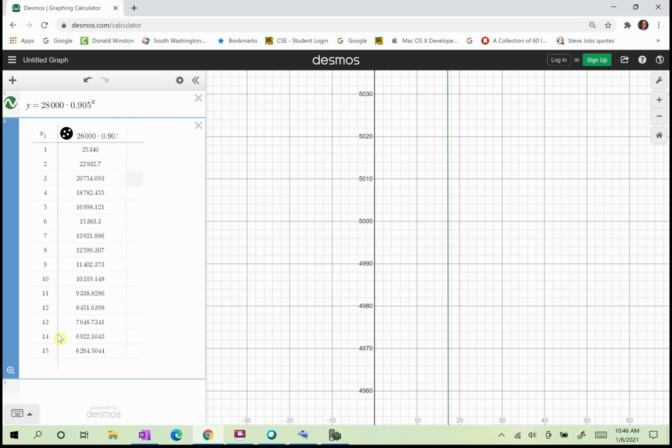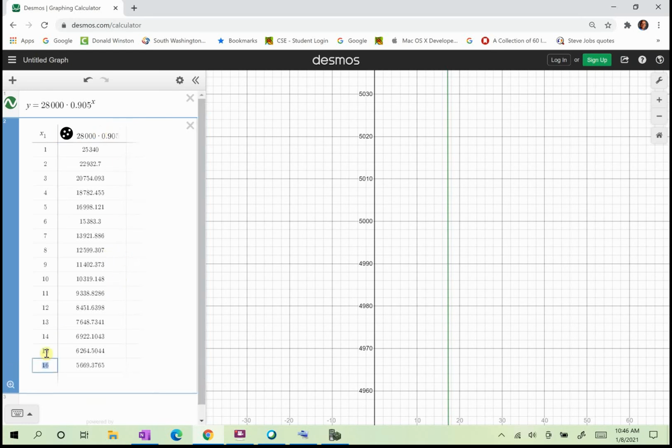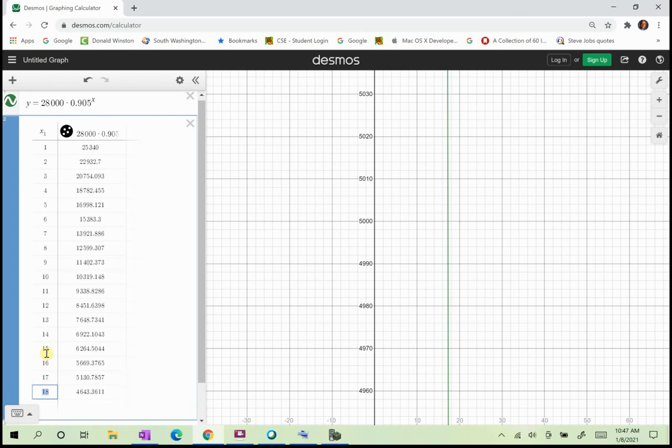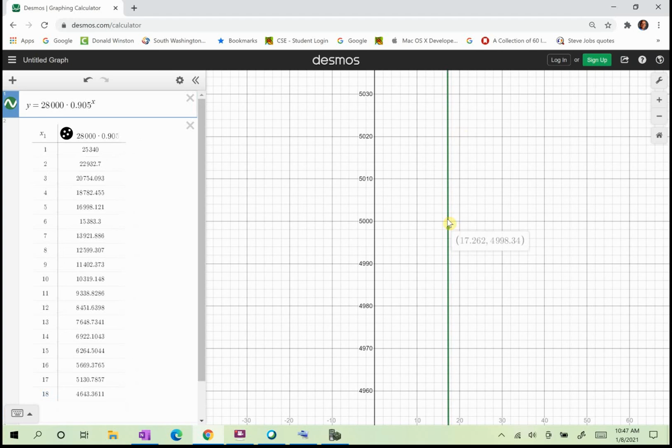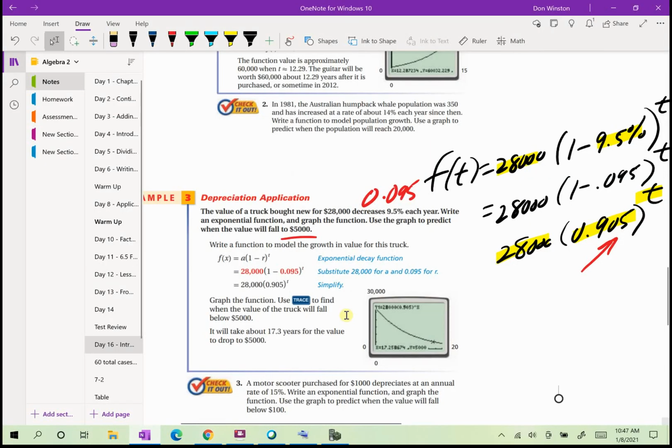So it falls to less than 5,000 after the 17th year. And that's what the graph showed. So where was that? Oh, right there. 17.26 or something like that. So after the 17th year. All right, so they said at about 17.3 years. Okay, so that's an introduction into exponential functions there.